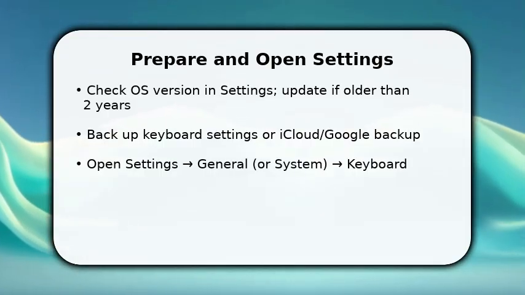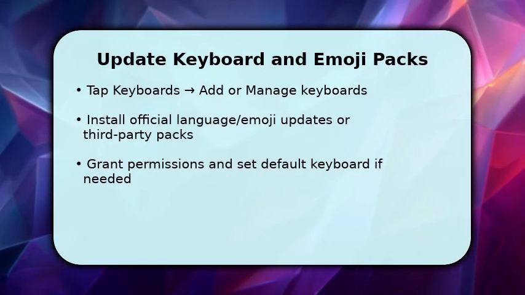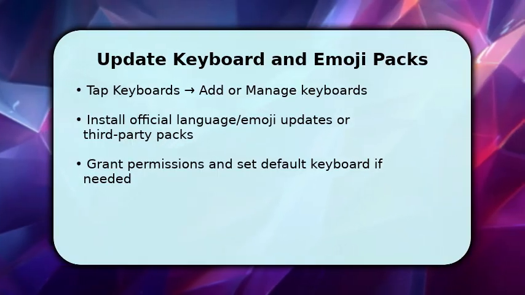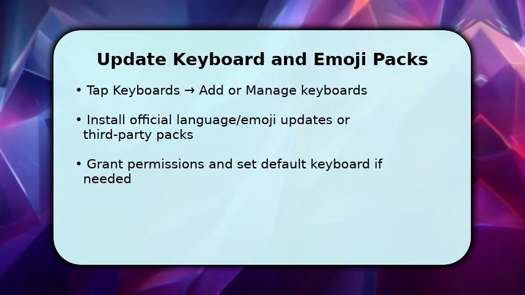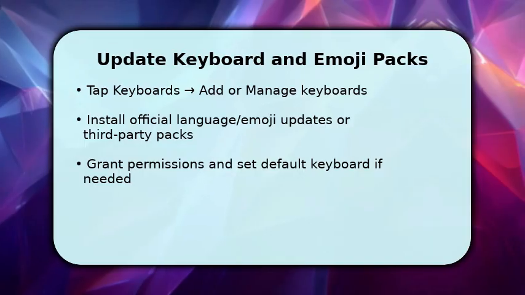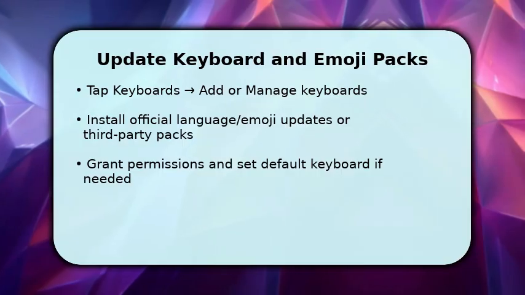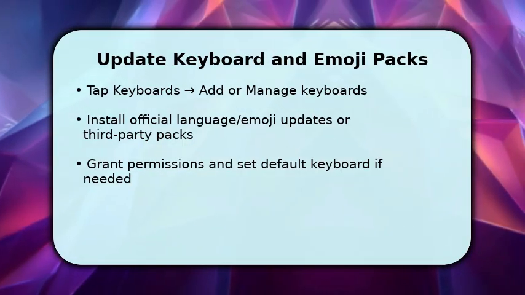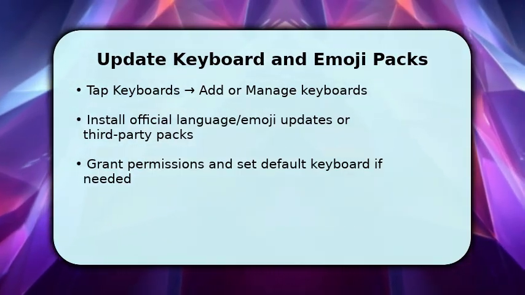Now proceed to check keyboards and language preferences. Next, manage the keyboards. Tap into Keyboards and add any official language packs or emoji keyboards you need. If your platform offers an emoji update, install it. Otherwise, install a trusted third-party keyboard app from the official store. Make sure to grant full keyboard access only to apps you trust. Once installed, set your preferred keyboard as default or reorder keyboards so the emoji keyboard is easy to access. This ensures new emoji appear when typing.